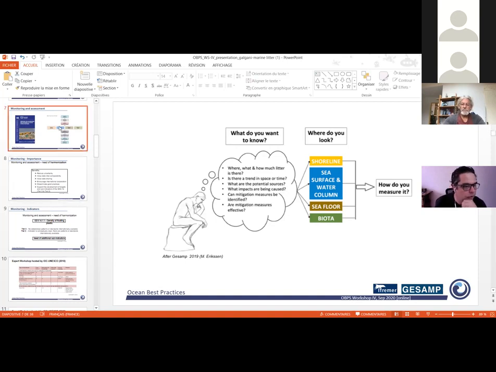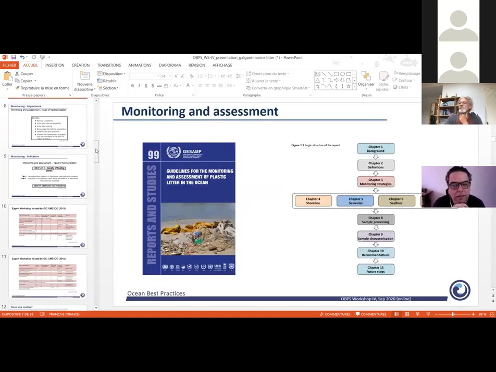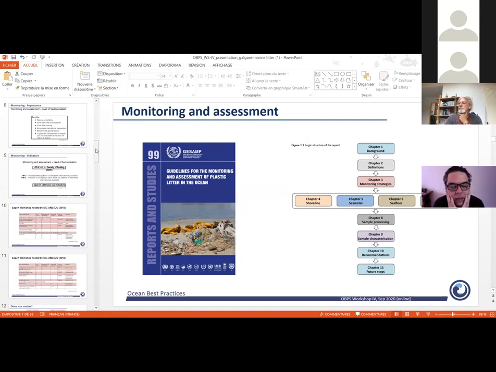Yes, number 7. This is the GESAMP report 99, guidelines for the monitoring and assessment of plastic litter in the ocean. This was an attempt to put together the most updated information and strategies to produce information to understand what was going on in the sea in terms of marine litter. So we structured the report, and this was led by Peter Kershaw from GESAMP.